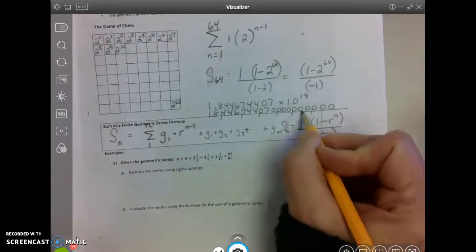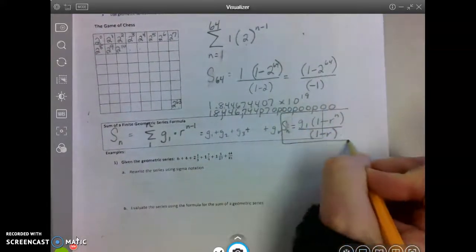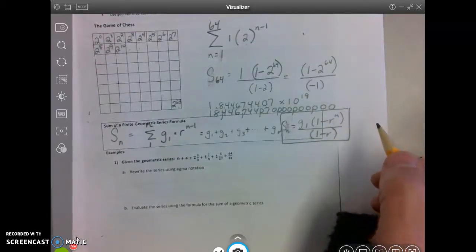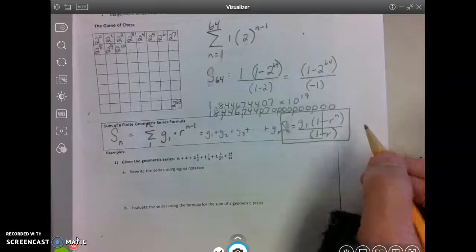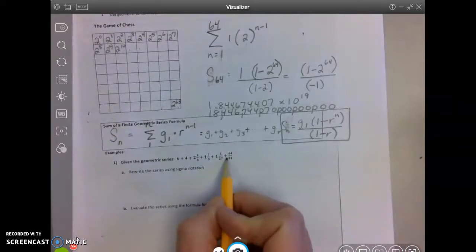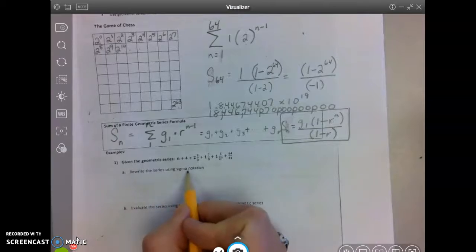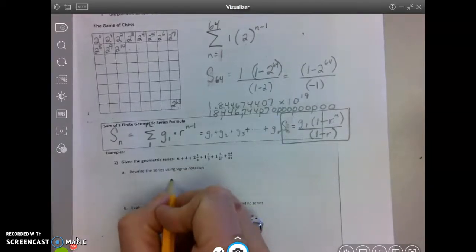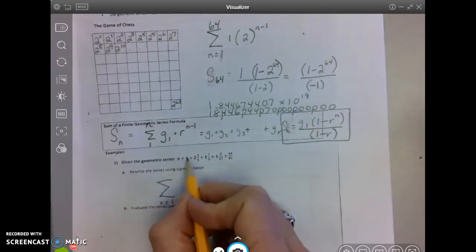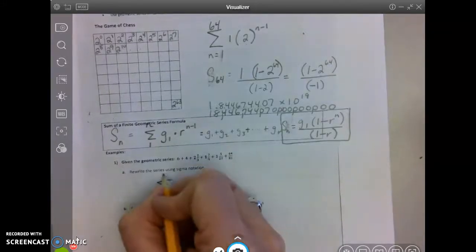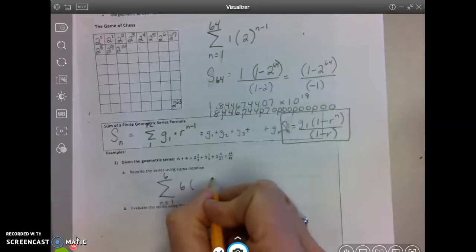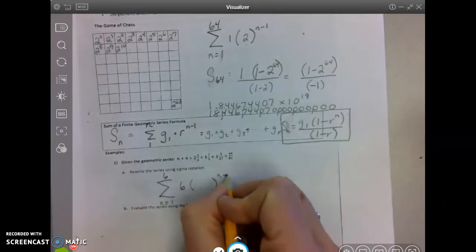So this is going to be the formula for a geometric series. In the last section, we learned formulas for arithmetic series. This is the formula for geometric. This is a geometric series. We're asked to rewrite the series using sigma notation. So this is sigma, n equals 1 to, let's see, 1, 2, 3, 4, 5, 6 terms. The first term is 6. I'm multiplying by something n minus 1 times.